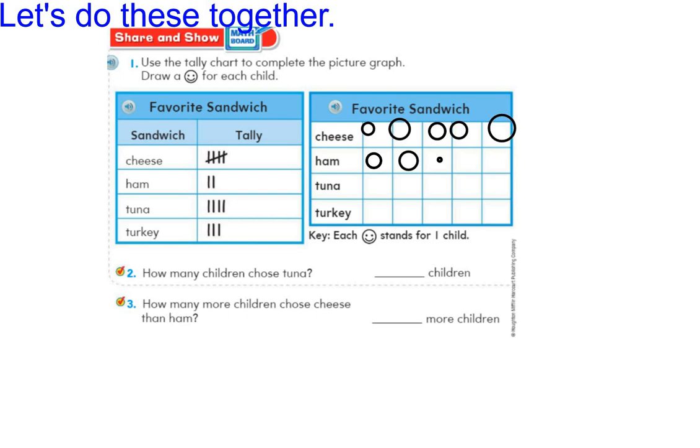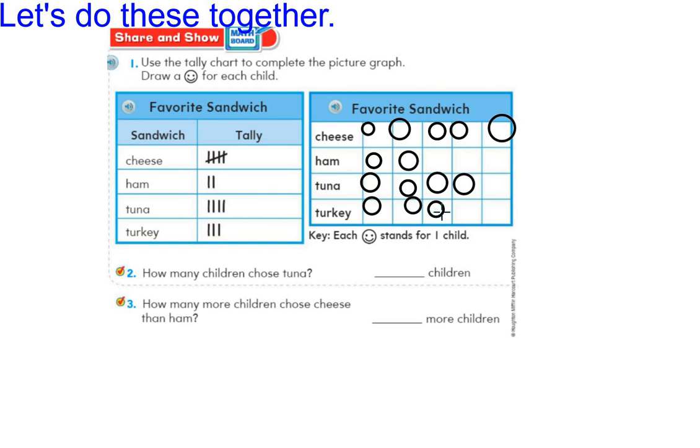Oops, don't want to do that. There were only 2 hams. Tuna, we have 4 tunas. And turkeys, we have 3 people who had turkey sandwiches marked as their favorite.